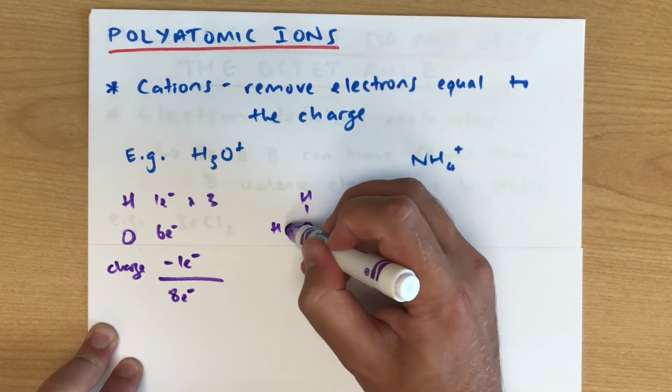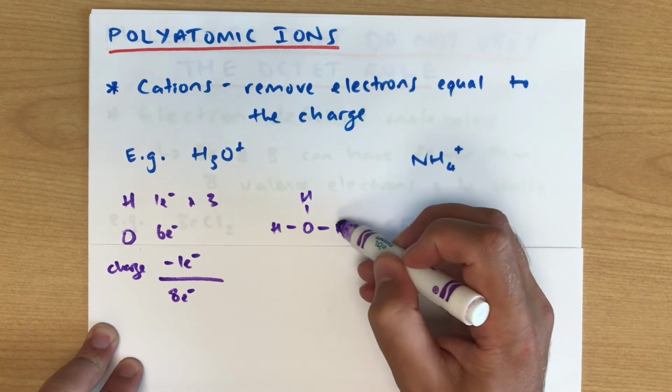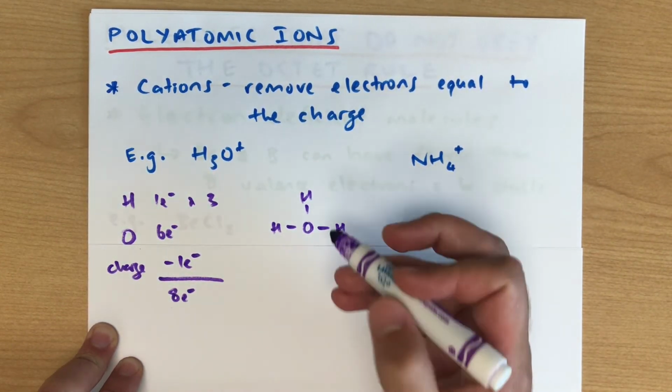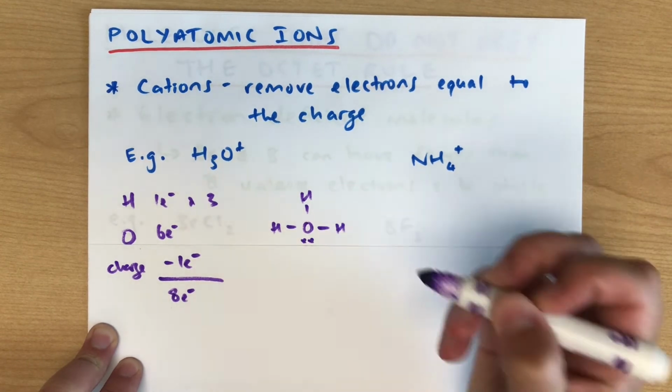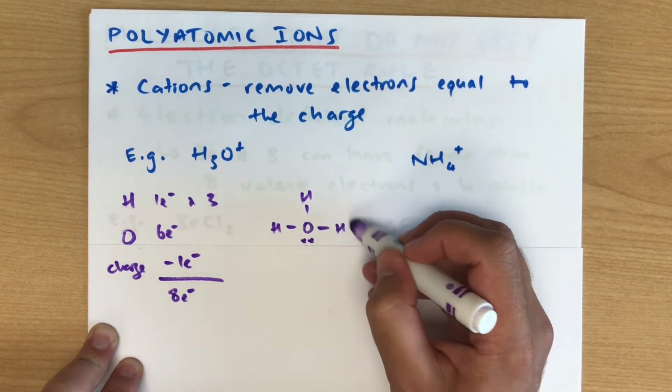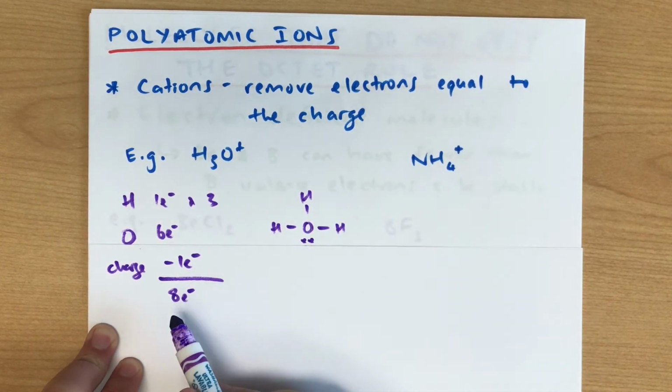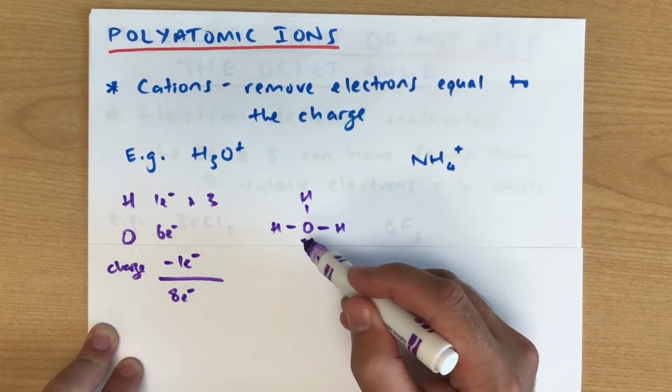Join the atoms with a single bond. That fills the valence shells of all my hydrogens. I've got 8 electrons to use, so put the last 2 around the central atom, and that gives a full valence shell with 2, with 2, with 2. Now oxygen's full with 8. I've used the correct number of electrons: 2, 4, 6, 8.